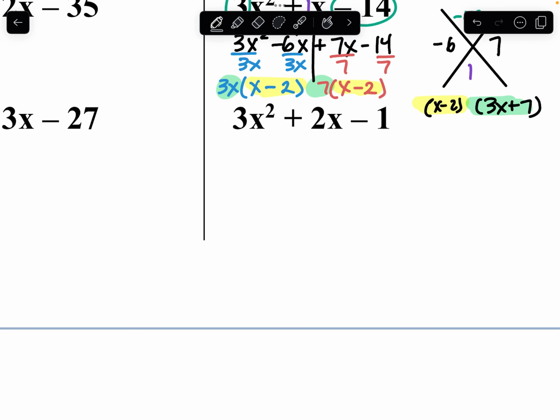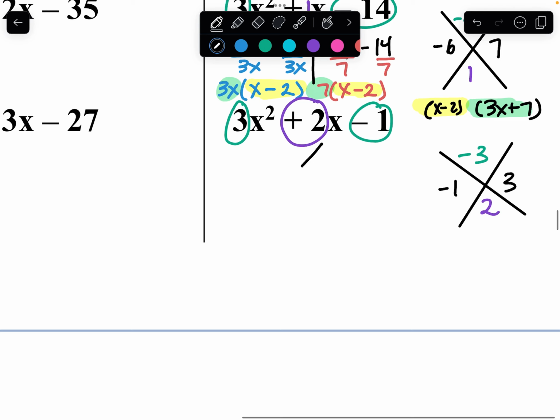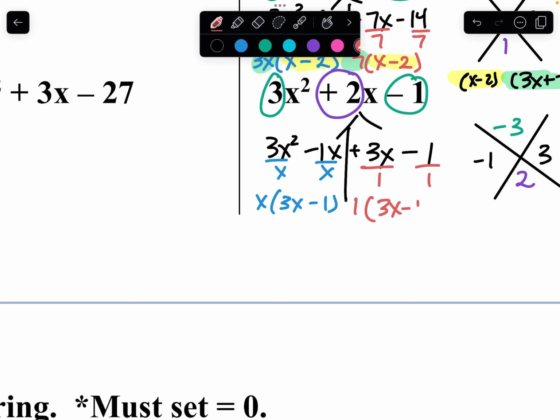Okay, and then for the last one, we need two numbers that multiply to negative 3, but add to the middle term 2. Okay, and so trying 1 and 3, we just need to make the 1 negative. Okay, divide down the middle. We can get an x out of the first pair, leaving a 3x minus 1. And then we can't get anything but a 1. You'll always at least be able to get a 1, which would lead to a 3x minus 1. So 3x minus 1 is one of my factors. x plus 1 is the other factor.